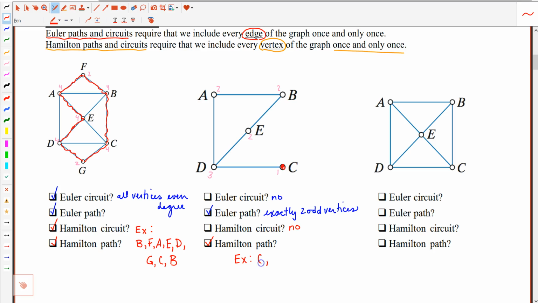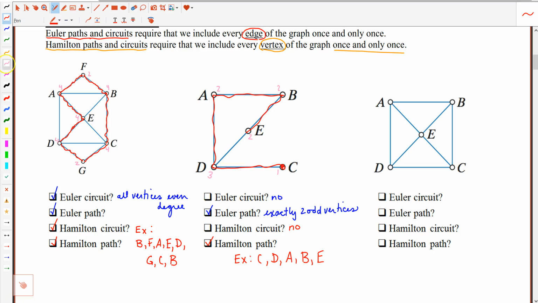So maybe I'll start here at C. I'll go to D. We'll come up to A. Over to B. And then I'll end at E. So I was able to visit every vertex of the graph once and only once.